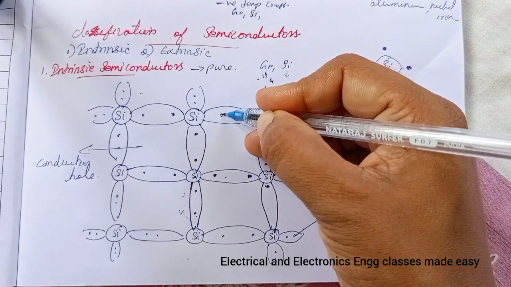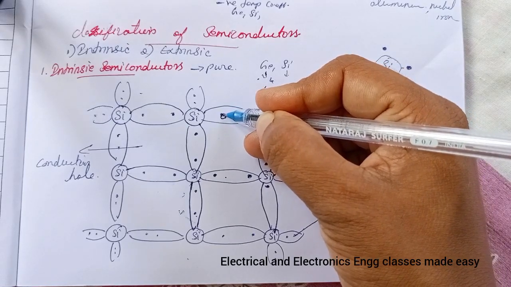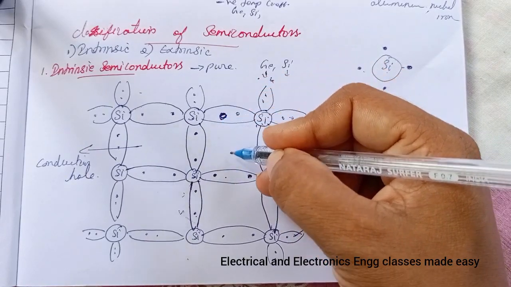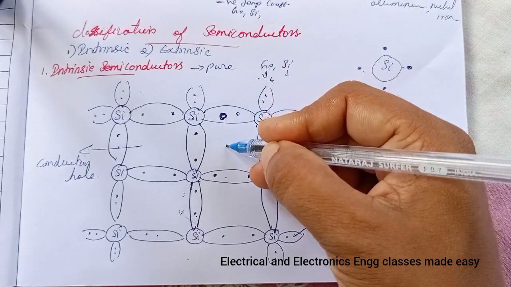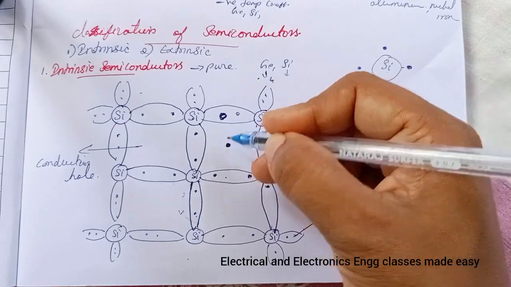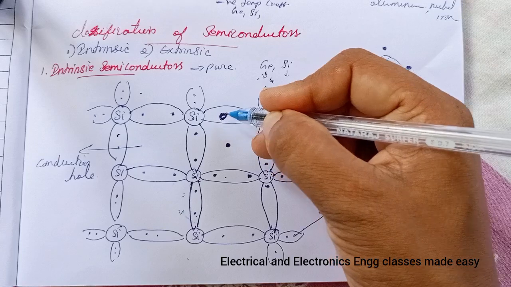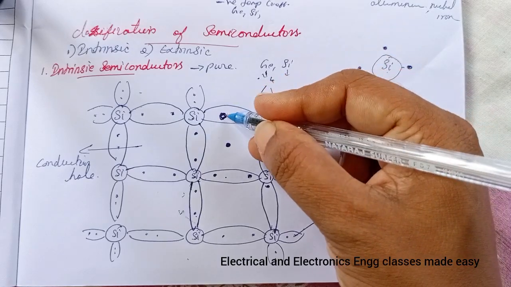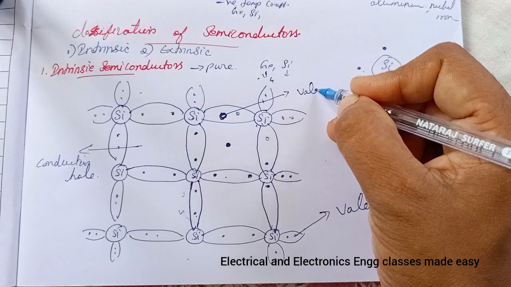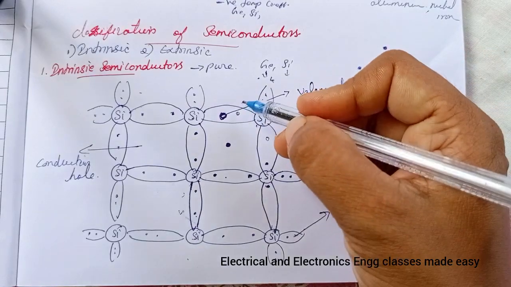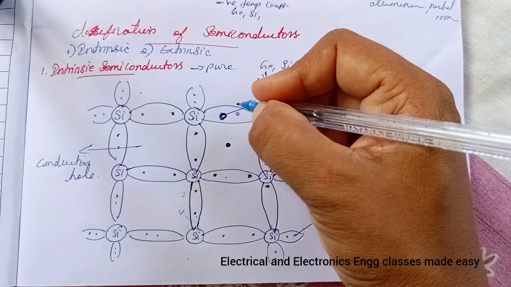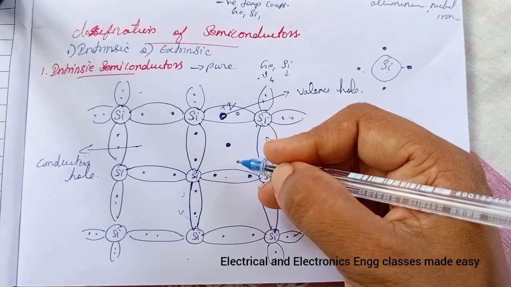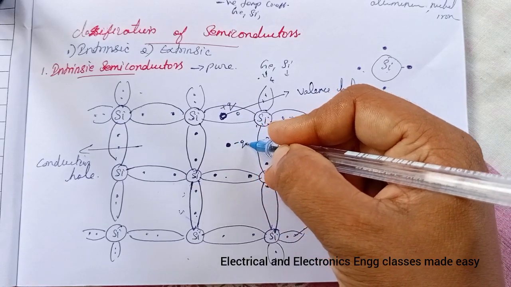So when an electron jumps to the conduction band, it leaves a vacancy in the valence band. So let this electron jump into the conduction band, let it be like this. This electron leaves a hole, that is a vacancy in the valence band, which is called a valence hole. And this hole behaves like a positive charge equal in magnitude to the electronic charge, and this electron has negative charge.